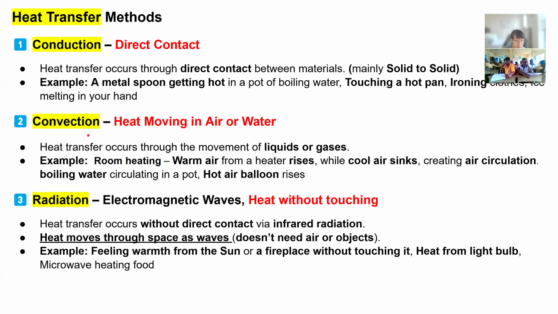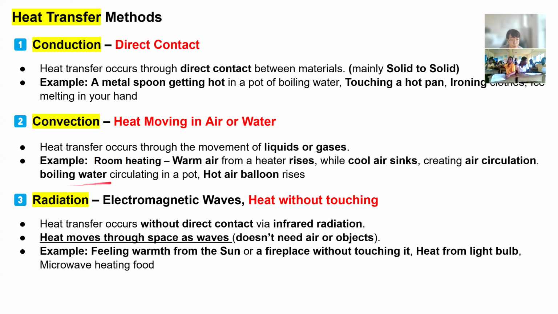And the other heat transfer method is convection, which is heat moving in air or water. So heat transfer occurs through the movement of liquids or gases. It's through a different medium. And it only applies to air, like a gas, and a liquid, because it is not fixed. We will talk about that too. Examples are room heating, when warm air from a heater rises, while cool air sinks, and it creates the air circulation.